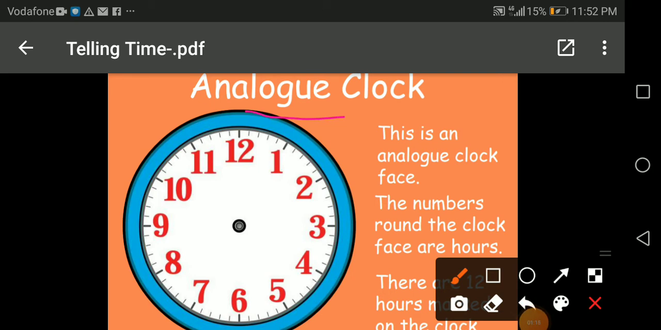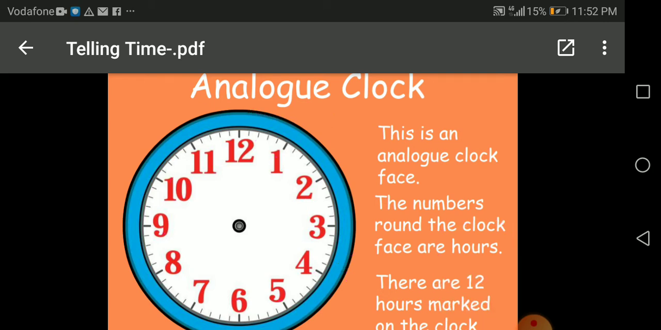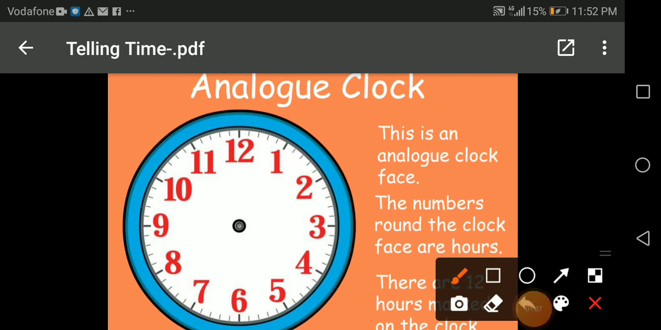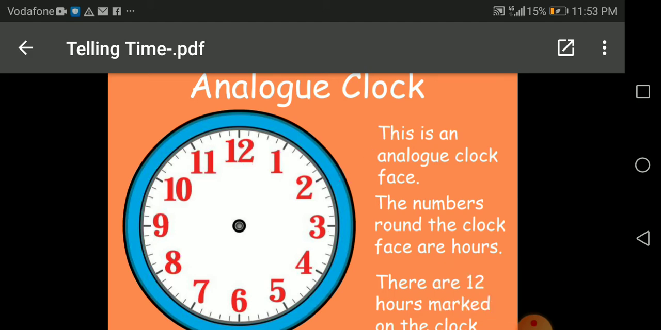This is an analog clock face. Can you see it? The numbers around the clock are what? What are these numbers? Are hours. There are 12 hours marked on the clock. How many hours here? If we count 1, 2, 3, 4, 5, 6, 7, 8, 9, 10, 11, 12. We have 12 hours in the analog clock.